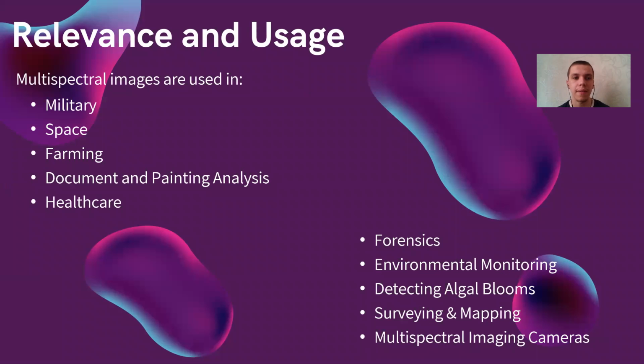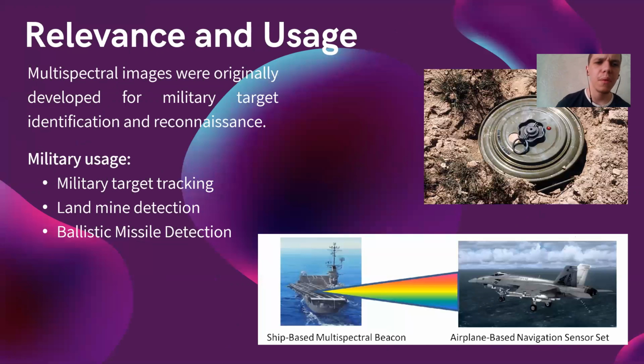So let's have a look at the relevance and usage of multispectral images. Multispectral images are used in military, space, farming, document and painting analysis, healthcare, forensics, environmental monitoring, detecting algal blooms, surveying and mapping, and multispectral imaging cameras. Let's have a look at it in a more detailed way. Multispectral images were originally developed for military target identification and reconnaissance.